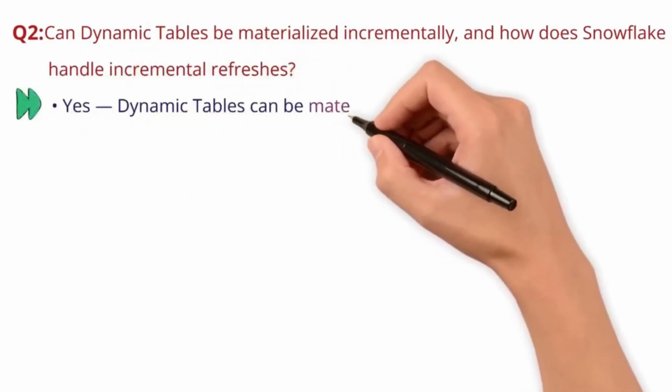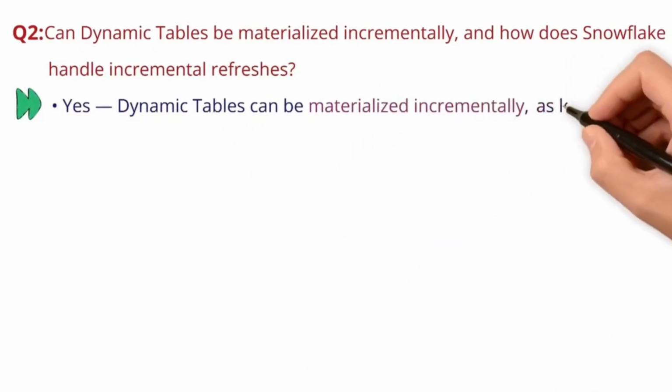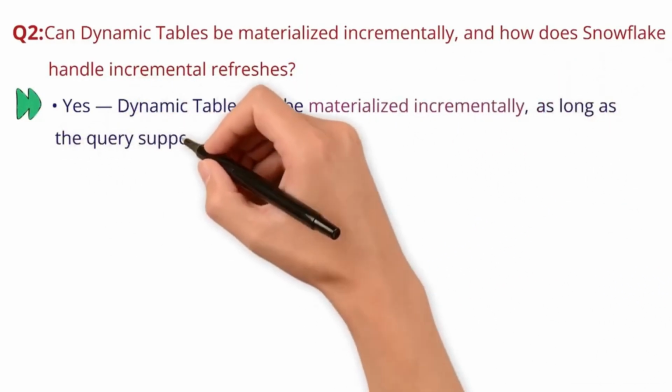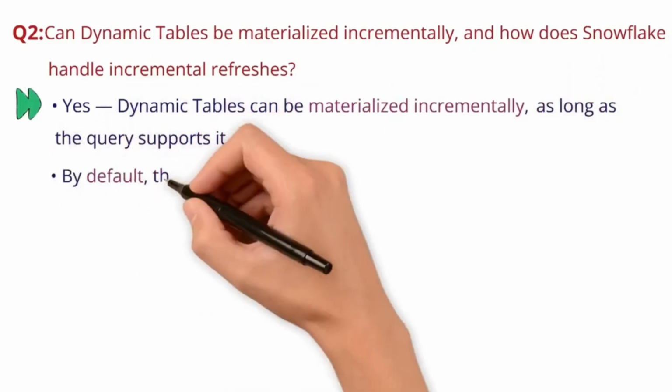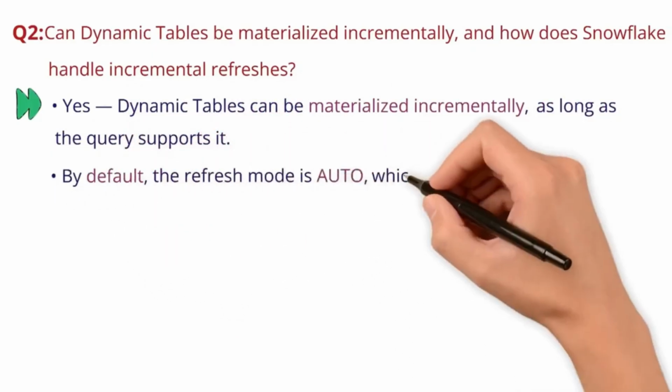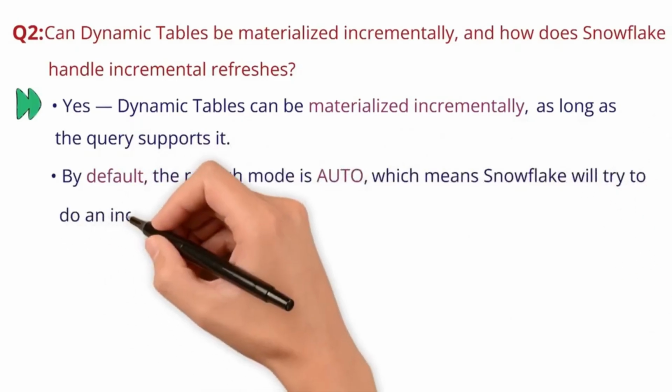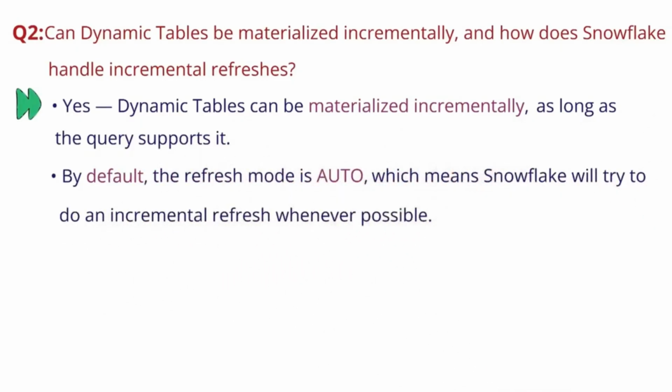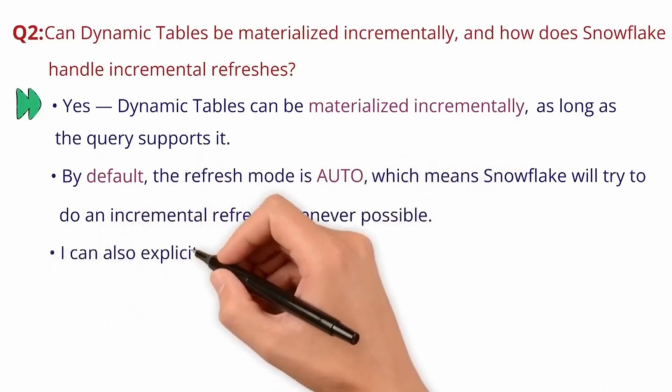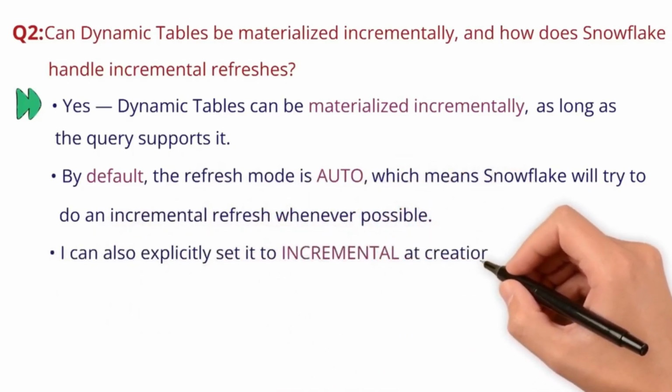Yes, dynamic tables can be materialized incrementally as long as the query supports it. By default, the refresh mode is auto, which means Snowflake will try to do an incremental refresh whenever possible. I can also explicitly set it to incremental at creation.